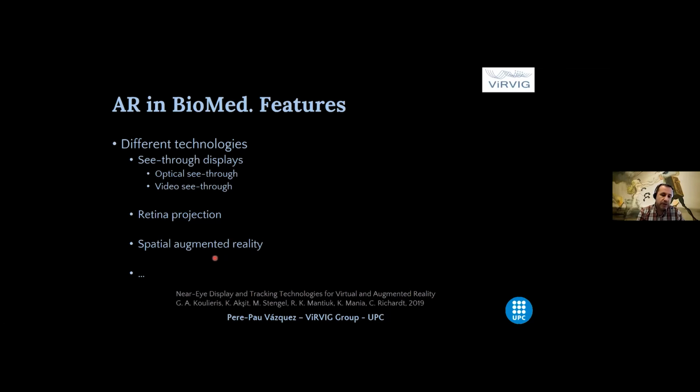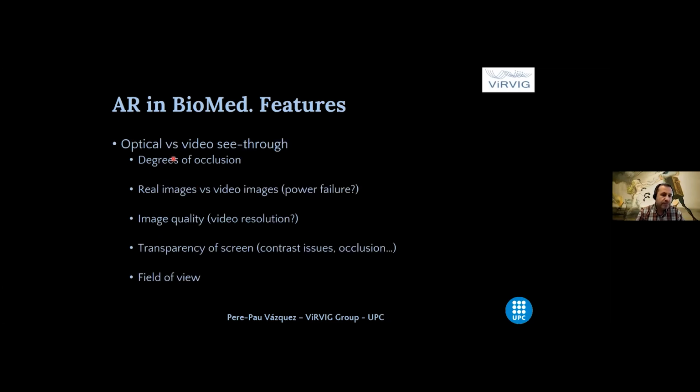And also, spatial augmented reality is basically when we create the virtual information on top of the real world using projectors. So the differences between these methods are in the degrees of occlusion that we are going to achieve, and whether we are using real images or video images. For example, if we are using a camera and the battery is finished, what will happen? The image quality that we can achieve is higher with our eyes than using an intermediate video device, okay? And also, this influences the technology, the transparency of the screen, and the field of view we can achieve, okay?